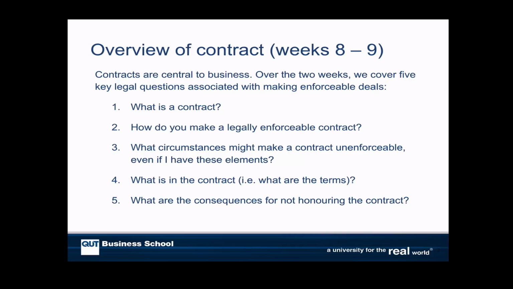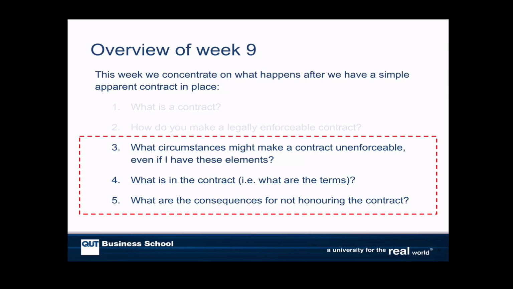Remember that we're concentrating here on a series of 5 questions across the 2 weeks. We've looked at what actually is a contract and how we make a legally enforced contract. So we're now going to concentrate on when a contract might be unenforceable. So it looks like we've got a contract, but we actually haven't. What the terms of the contract are, and what happens if we don't honour those terms.